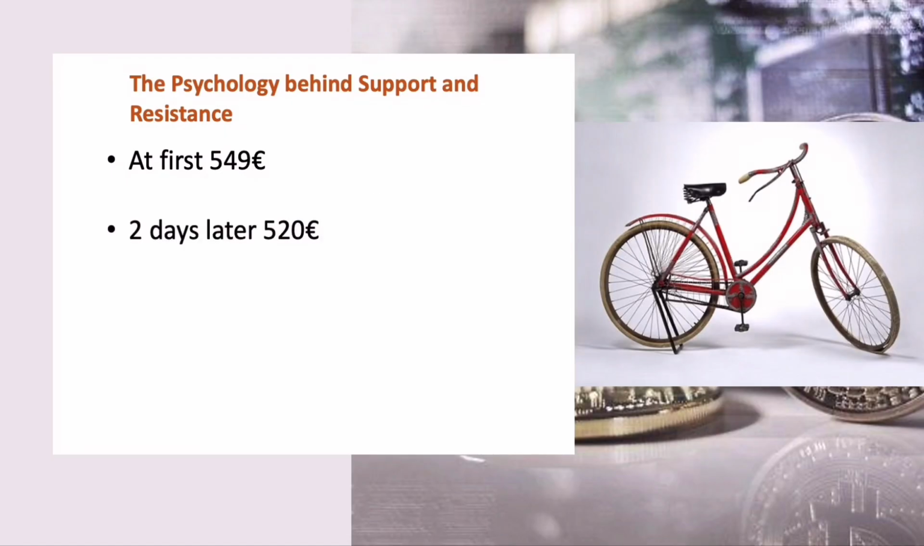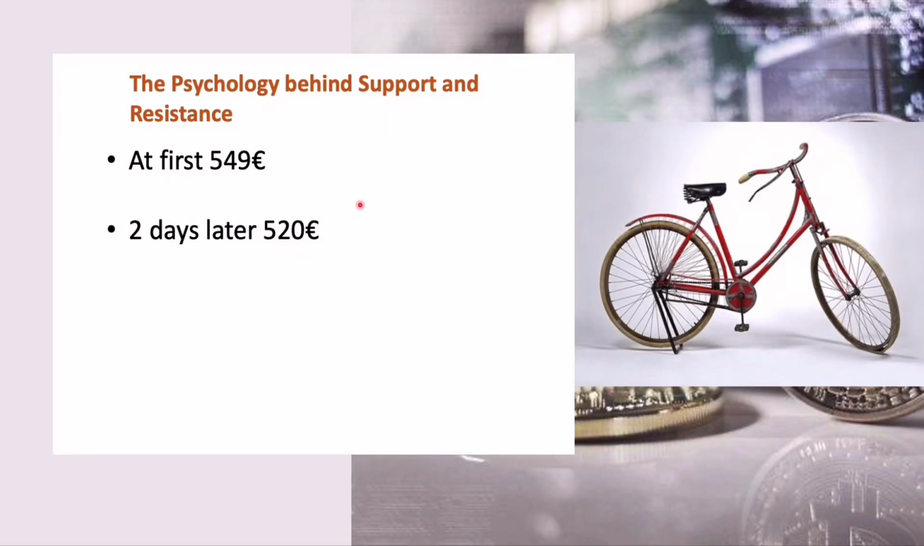So he wanted to wait a couple of days until he got his salary. As soon as he got his salary, the price went down to 520. Now my friend thought the price would go farther down so that he would get the bicycle really cheaper than this amount, 520 euro. But suddenly the price went up.